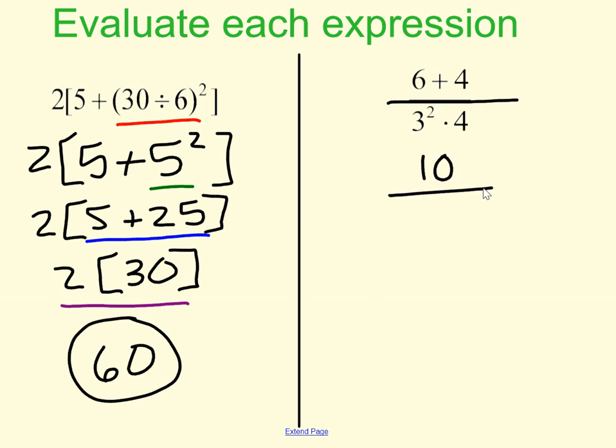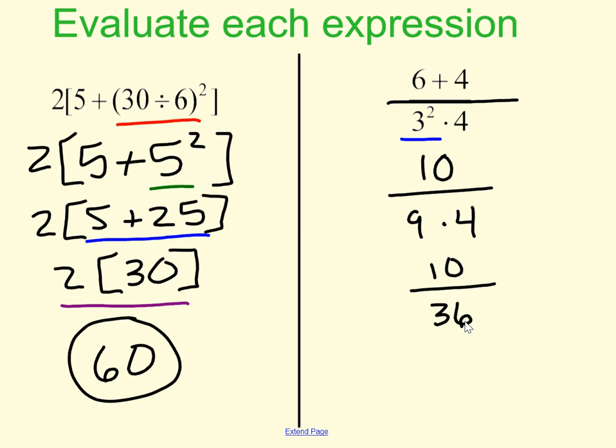On the bottom, we have 3 squared times 4. So according to order of operations, we should be doing the 3 squared first. So 3 squared is 9 times 4. After that, we just have to do the 9 times 4, so we get 10 over 9 times 4, which is going to be 36.